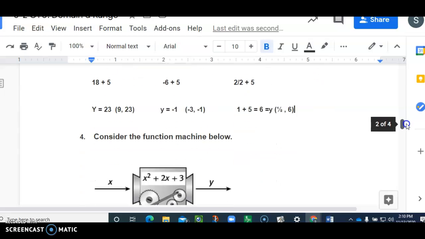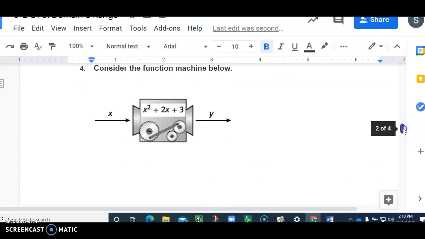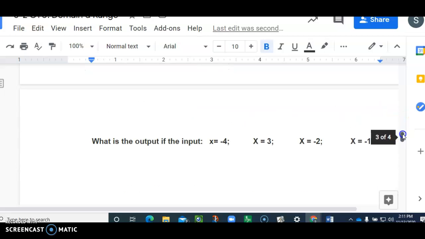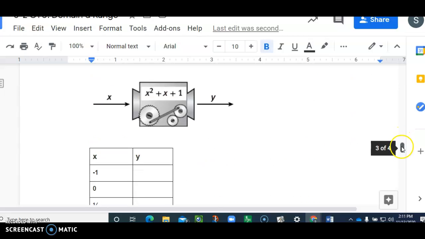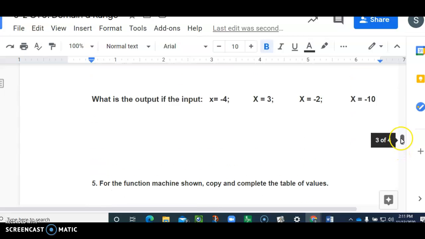So now, your turn, you are going to do number 4, exactly what we did on number 3. All you do, you just use a function that they give you right here. That is the expression they give you, like x squared plus 2x plus 3. What happens if your x is negative 4? So what you do, you are going to substitute the value of the x inside the expression and then solve for it. Same thing on number 5.